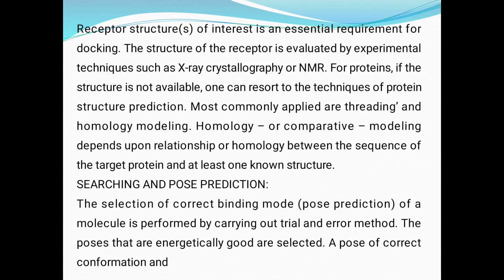Now you should know the receptor structure for docking. This is generally an X-ray crystallography structure or an NMR structure, and it can be taken from the RCSB website or the Protein Data Bank, especially for proteins. If the structure is not available, then you try to build a structure using homology modeling or comparative modeling. This depends on the relationship between protein structures, where a structure can be built from another protein structure, and at least one structure of the target protein should be known.